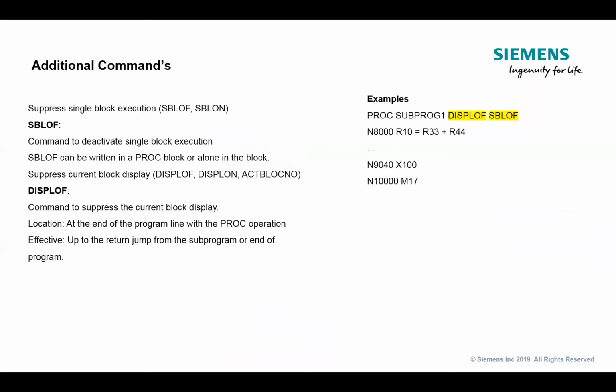Now, there are some other commands you can utilize here. There's actually a bunch; I'm just highlighting some of the more common ones. We can do display off or single block off. Display off will hide where you are in the cycle. That's real common once builders and OEMs start to create custom cycles. They don't necessarily want you to see every move in the cycle, so they use the display off command. Single block off suppresses the single block command.